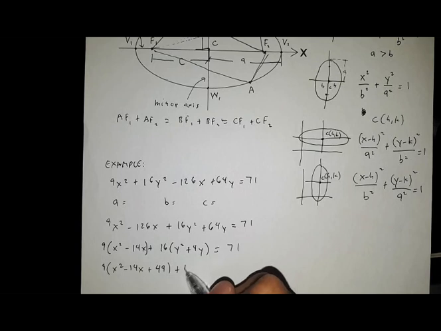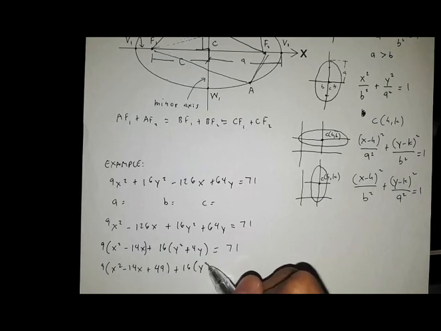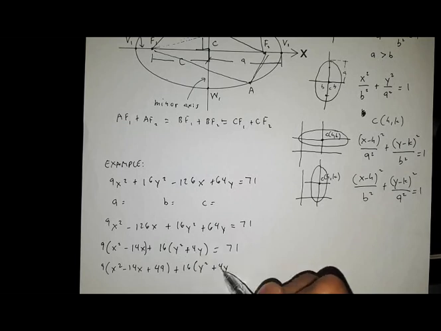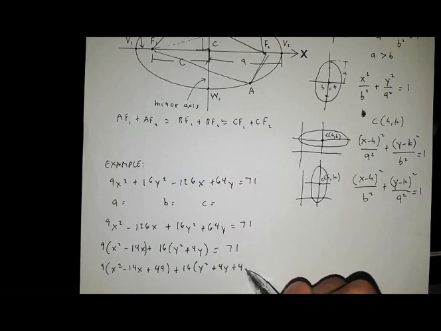Now, just like what we are doing with circles and parabola, we complete the square in order to identify the center of the ellipse. So you have 9 times the quantity of x squared minus 14x plus 1/2 of 14 is 7 squared is 49, plus 16 times y squared plus 4y, 1/2 of 4 is 2 squared is 4, equals 71.